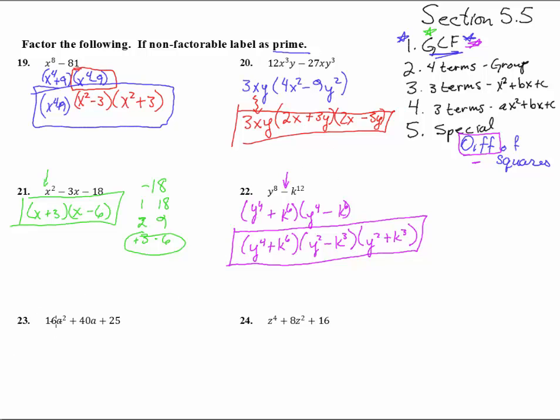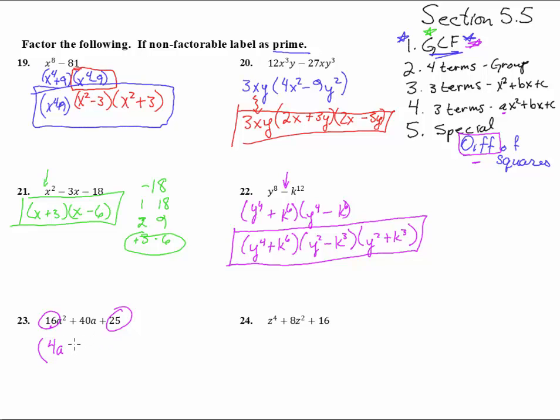We count the number of terms. 1, 2, 3 terms. And it looks like we have a leading coefficient right here. That's not 1. It's 16. So we would have to do 16 times 25. Now, there is a special case using the squares. Let's just check and see if it's a perfect squared trinomial. So that means we do this guy squared. Look, 16 is a perfect square and 25 is a perfect square.